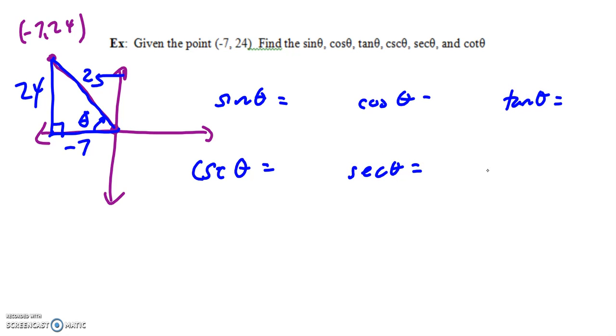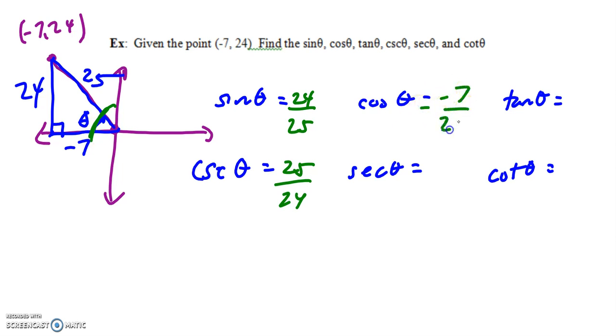Tangent of theta, and the reciprocal function is cotangent of theta. So the sine of theta would be opposite over hypotenuse. So the cosecant would be hypotenuse over opposite. Cosine of theta would be negative 7 over 25. So the reciprocal would be 25 over negative 7. Then the tangent of theta would be 24 over negative 7. And then the cotangent, negative 7 over 24.